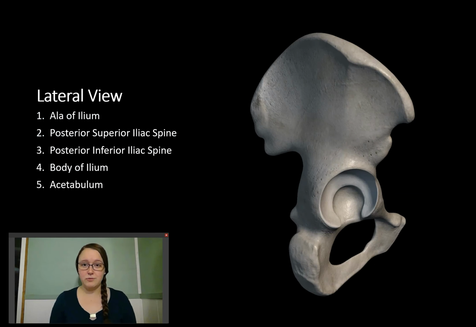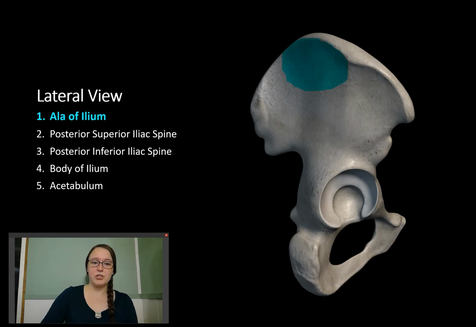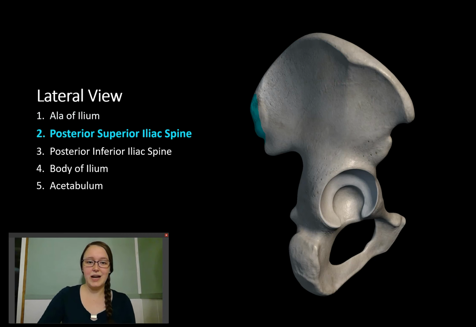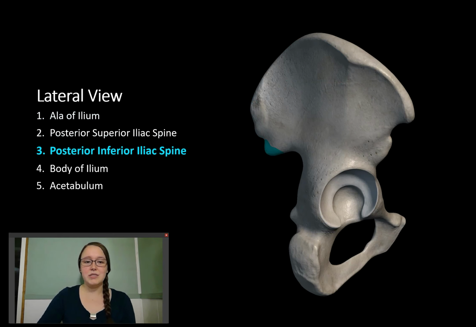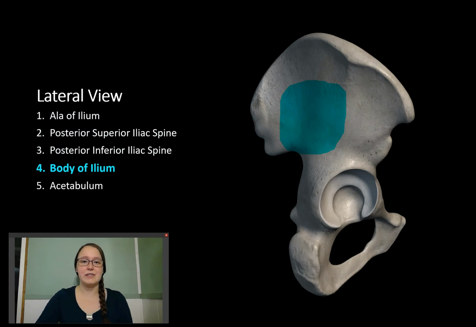This is a lateral view of the right coxal bone. And on this top portion of the surface, there is a small region known as the ala of ilium. And on the posterior side, there are two protrusions, and they are known as the posterior superior iliac spine and the posterior inferior iliac spine. Now, below the ala of ilium, there's a surface known as the body of ilium.